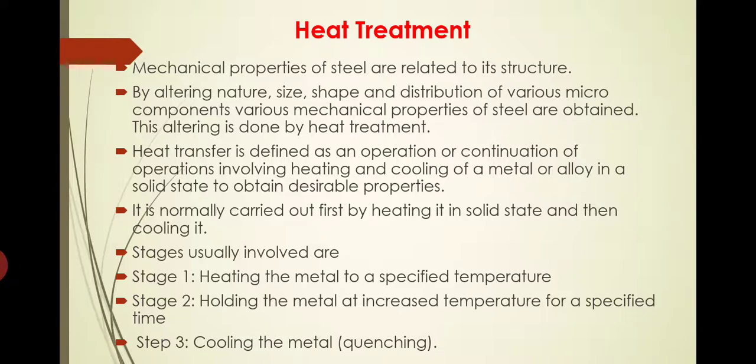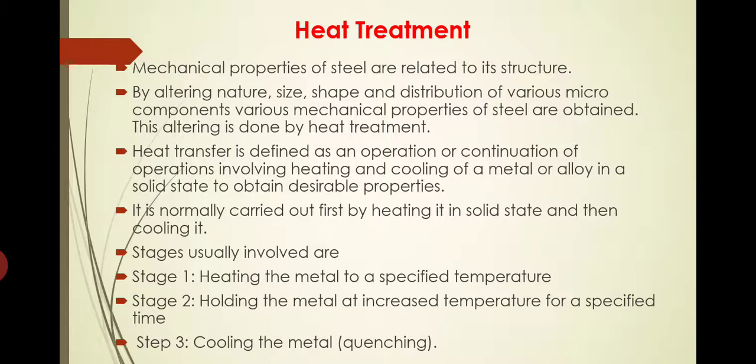We know that based on the composition of the carbon present, the steel will have different structure, and also based on the cooling rate the properties of the steel will be different. So by altering the nature, size, shape and distribution of various micro components, various mechanical properties of steel are obtained. This altering is done by heat treatment. So heat treatment, it is not heat transfer.